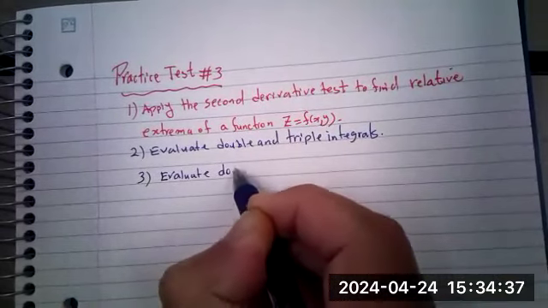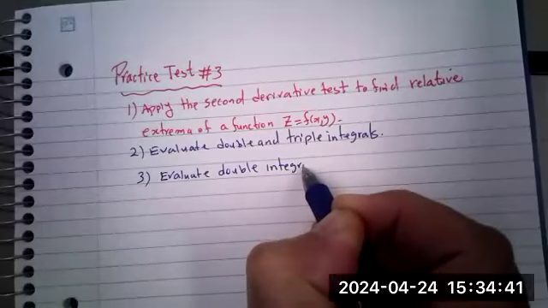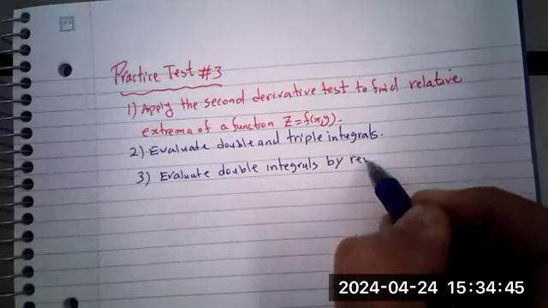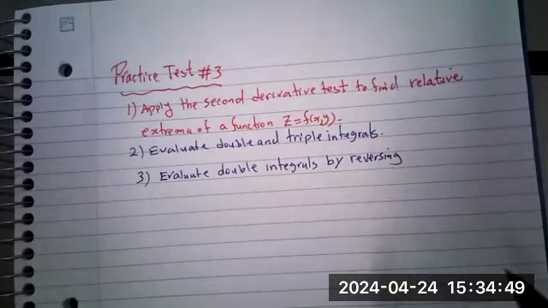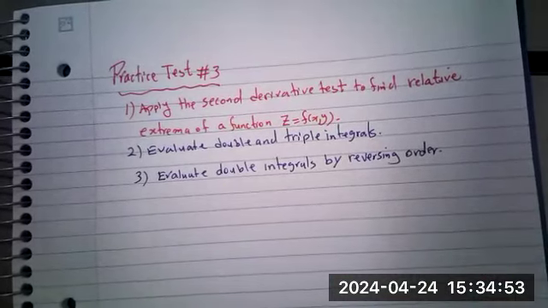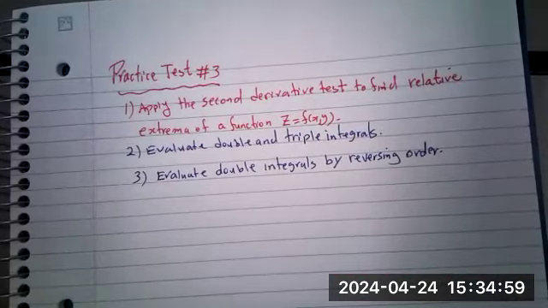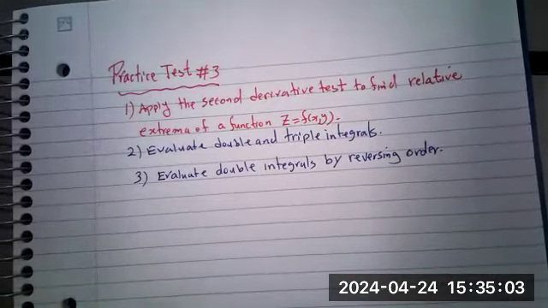I'm going to take this today. Sometimes the integral is impossible to find, so you have to reverse the order. Of course, you are going to reverse the region of integration from type 1, for example, to type 2, and you integrate it. Okay, that would be number 3.